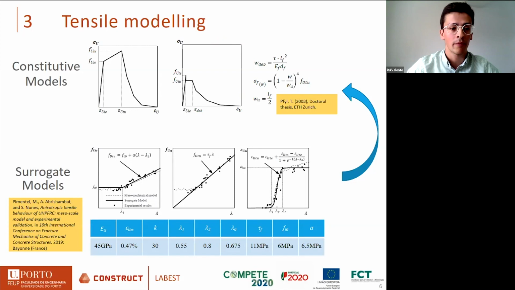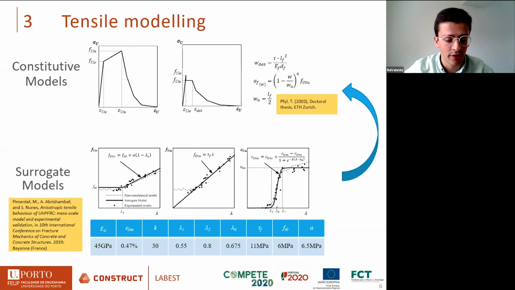They depend on some mechanical properties which can be found by means of surrogate models already developed in previous works. These surrogate models allow taking into account the directionally dependent values of cracking strength, post-cracking strength, and also the strain at the onset of softening, as a function of the directional variation of the fiber structure parameter.